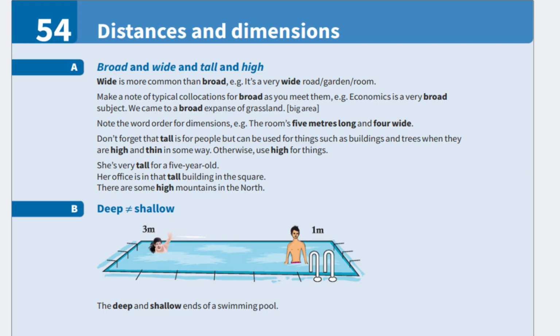A. Broad, wide, tall and high. The adjective wide is more common than broad when describing the physical width of places or objects. For example, it is a very wide road. It is a very wide garden. It is a very wide room. The word broad is often used in particular collocations, so it is helpful to learn these expressions as complete phrases.